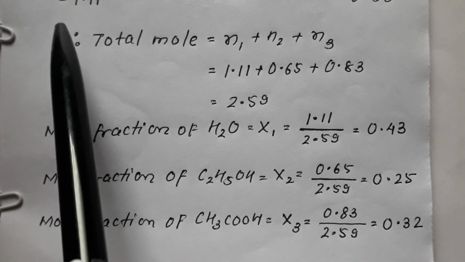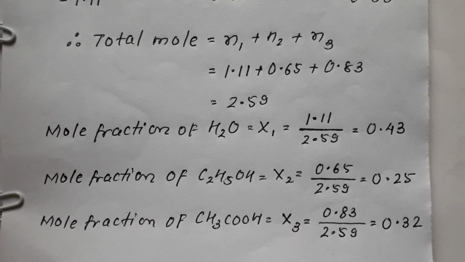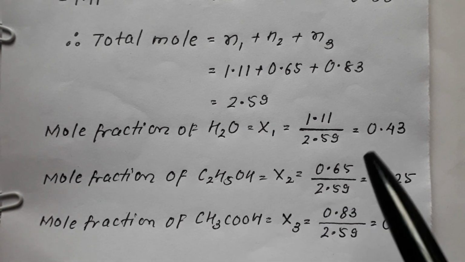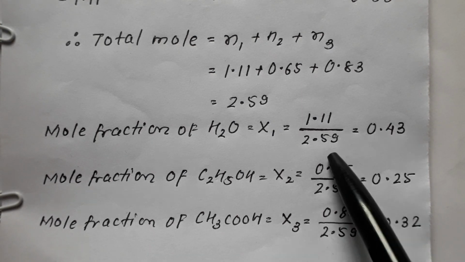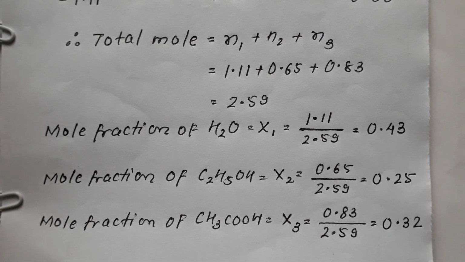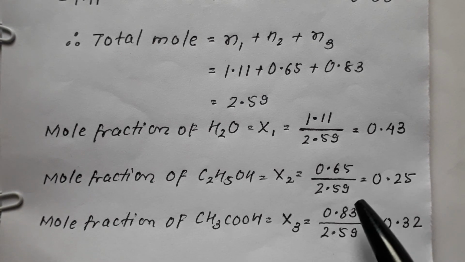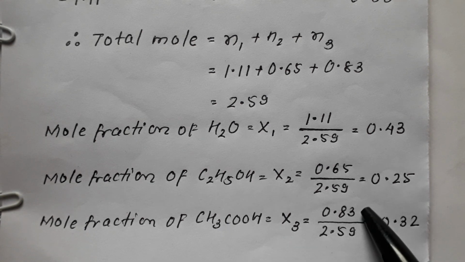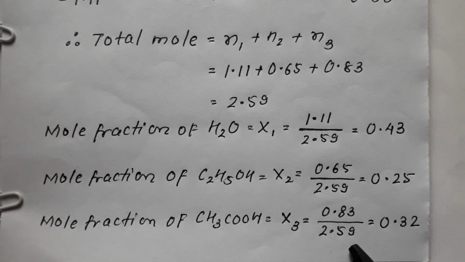So we have calculated the individual moles of water, ethanol and acetic acid. Now we have calculated the total mole, and now we are converting this into mole fraction. The mole fraction of water, which is X1, is mole of water 1.11 upon total mole 2.59, which comes to be 0.43. Mole fraction of ethanol X2 is mole of ethanol 0.65 upon the total mole 2.59, which comes to be 0.25. And mole fraction of acetic acid, which is X3, is mole of acetic acid 0.83 upon total mole 2.59.